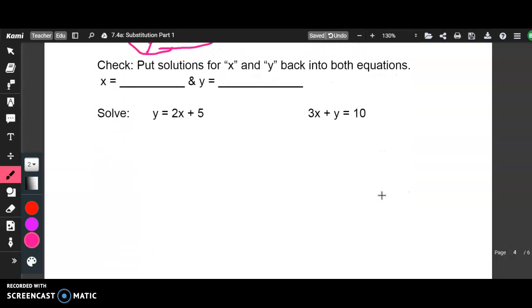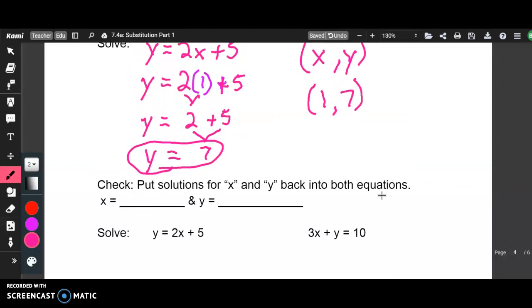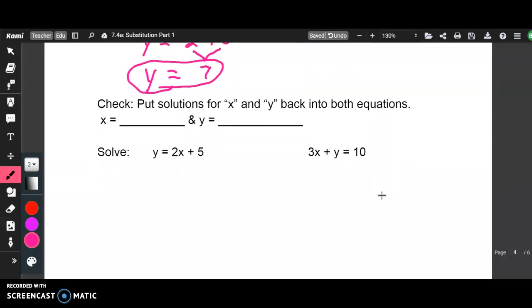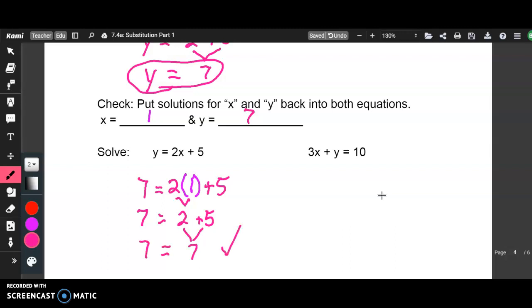Okay, now we have to check this to make sure we got it correct. X was 1, y was 7. So the first equation would look like 7 equals 2 times 1 plus 5. 2 times 1 is 2. 2 plus 5 is 7. 7 equals 7, so I know that one's correct.